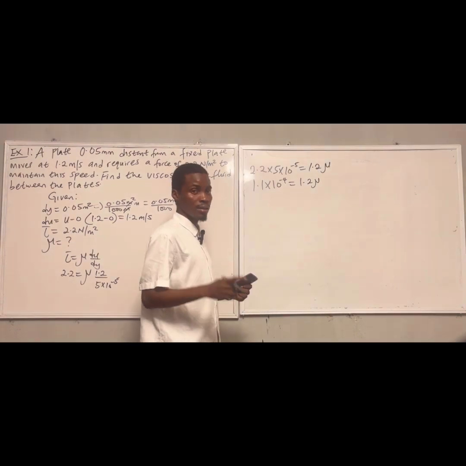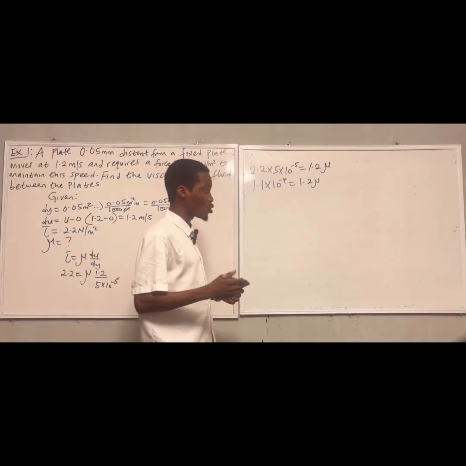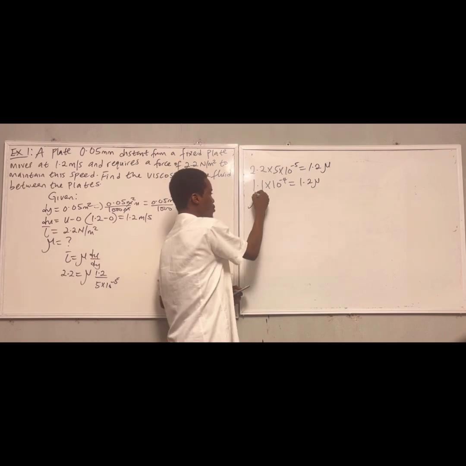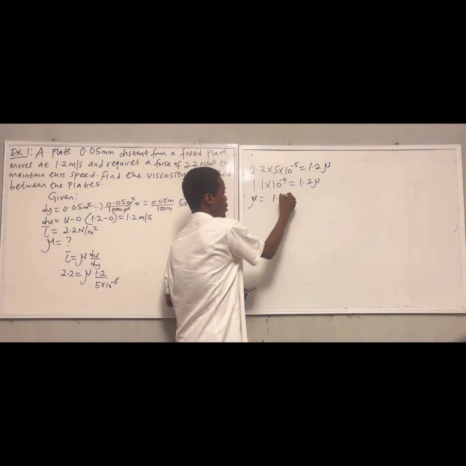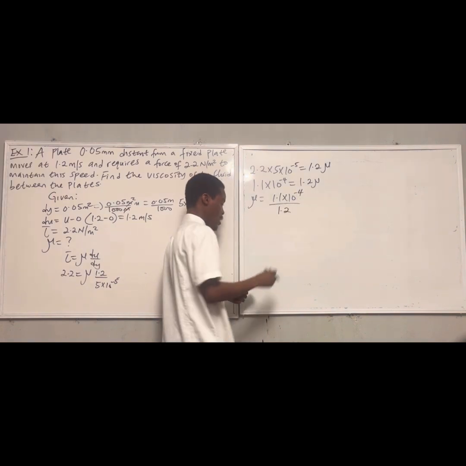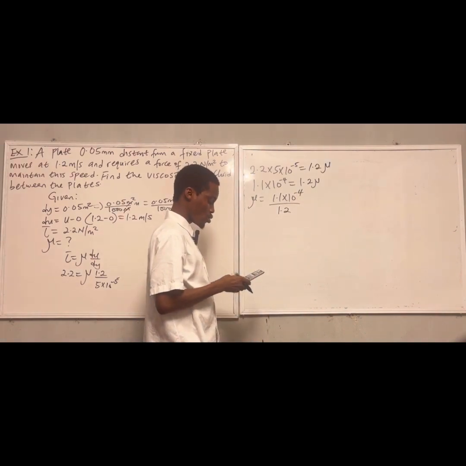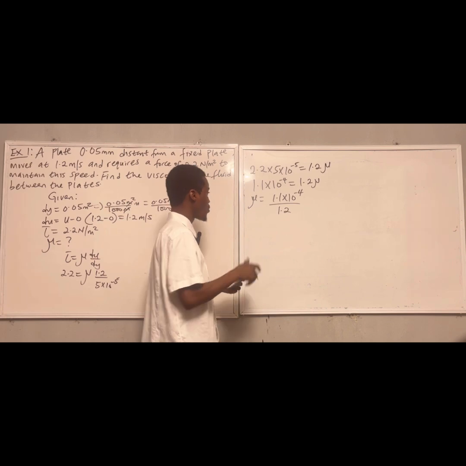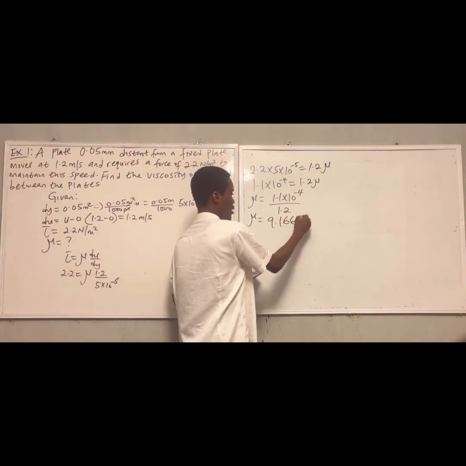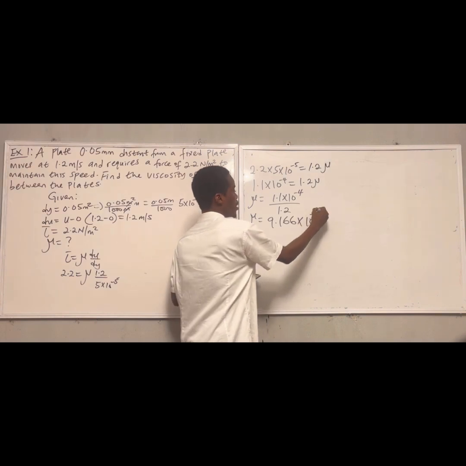I want to get my mu, which is my viscosity, so I have to divide both sides by 1.2. So mu is equal to 1.1 times 10 raised to the power minus 4 all over 1.2. If I divide this by 1.2, I'm going to have mu is 9.166 times 10 raised to the power minus 5.